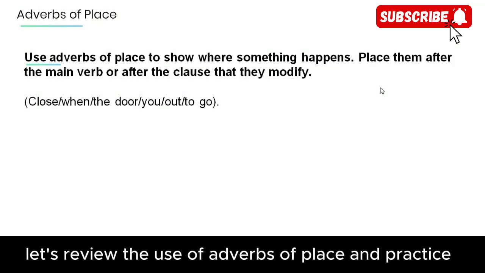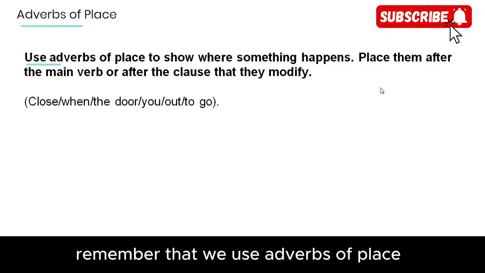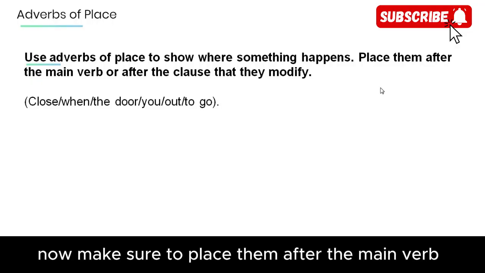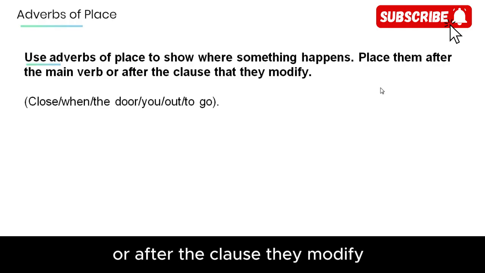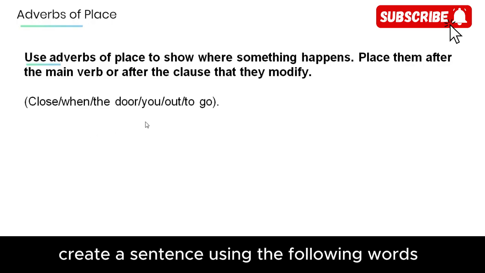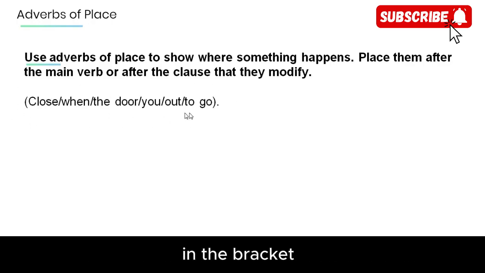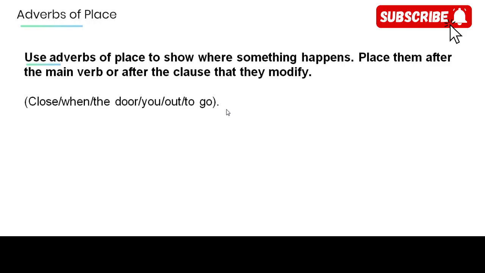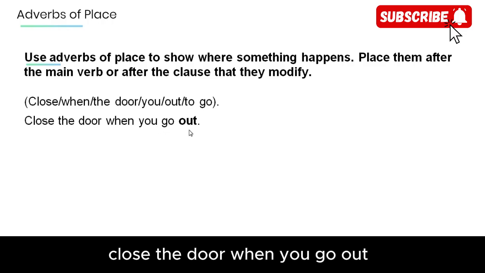Now let's review the use of adverbs of place and practice a bit. Remember that we use adverbs of place to show where something happens. Now make sure to place them after the main verb or after the clause they modify. Create a sentence using the following words in the bracket. Close when the door, you, out to go. Close the door when you go out.